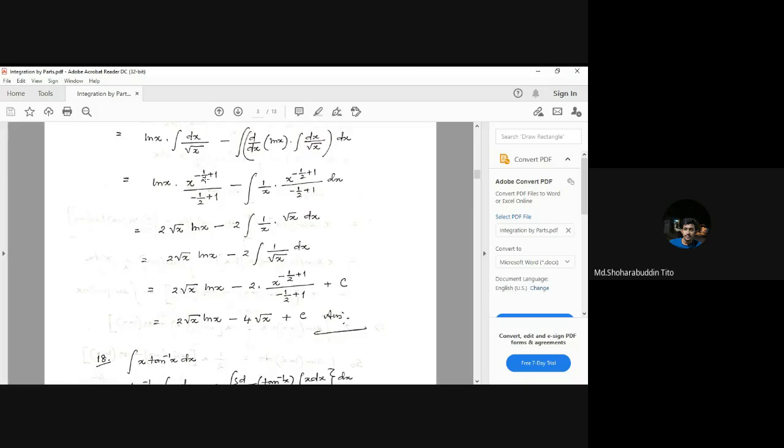Minus half plus 1 means what? Half. Minus half plus 1 means half, and it is in the lower part. So if you take this half to the upper side, the 2 will be upper side. It is a very simple algebra from class 5 or 6.